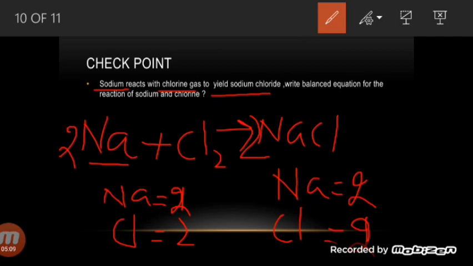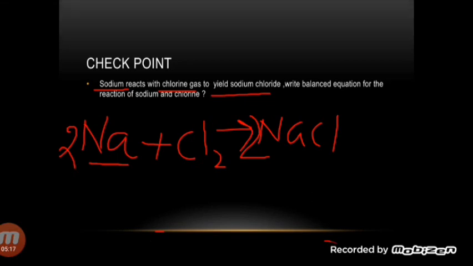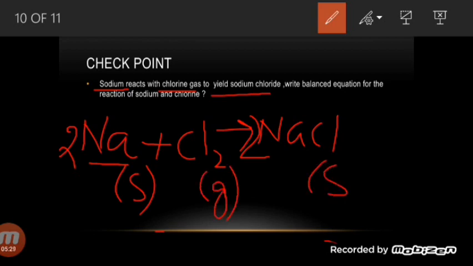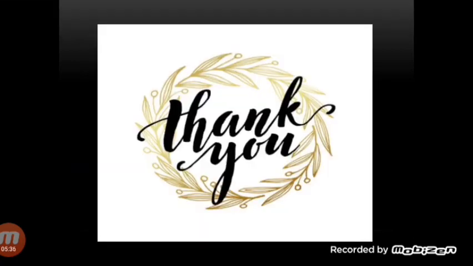Now 3 steps have been followed. Come towards the fourth step. The fourth step is to mention the states. Sodium is found as a metal, so it will be used as a solid. Chlorine will be used as a gas. As a result, we will get sodium chloride, which is also solid. So this is how you're going to follow these four steps in order to balance chemical equations.